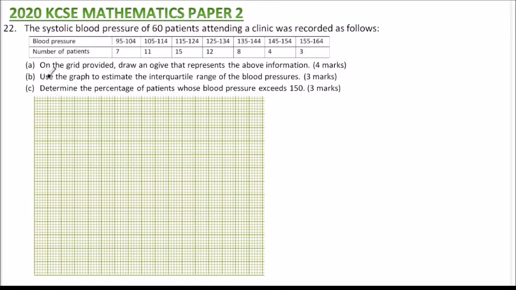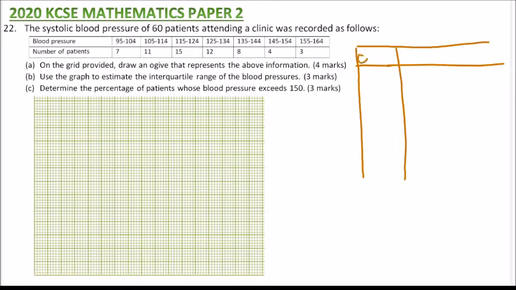Part A of the question: on the grid provided, draw an ogive that represents the above information. So how do you draw an ogive? For us to be able to draw an ogive, we need the cumulative frequency values. So what we do here is we make a table, and this table will consist of the class, then the frequency, and then the cumulative frequency, CF.